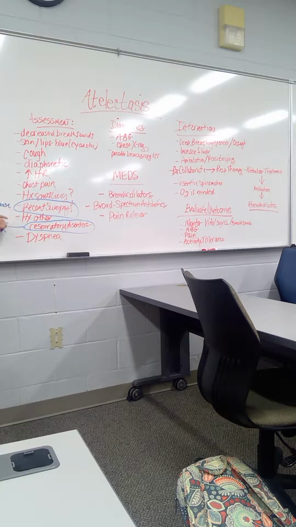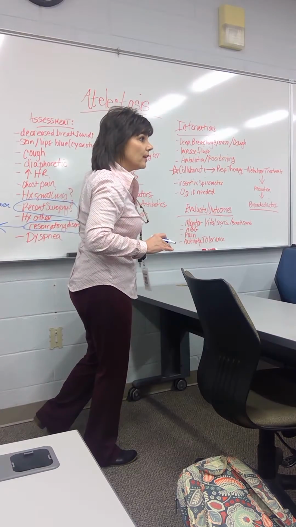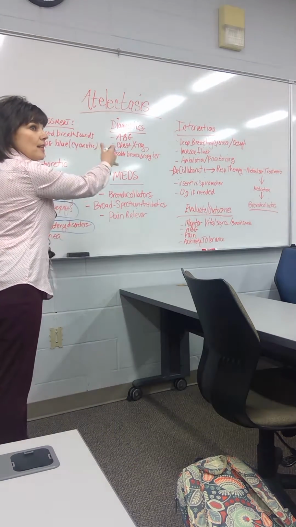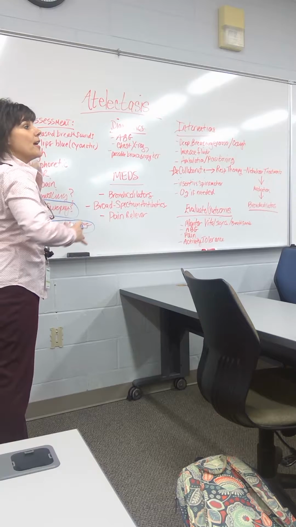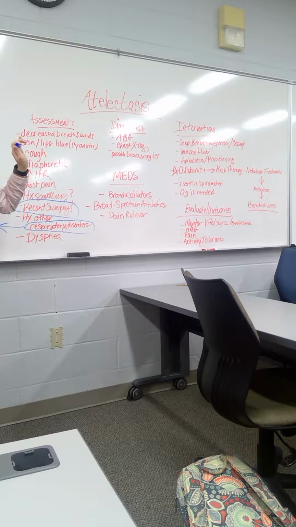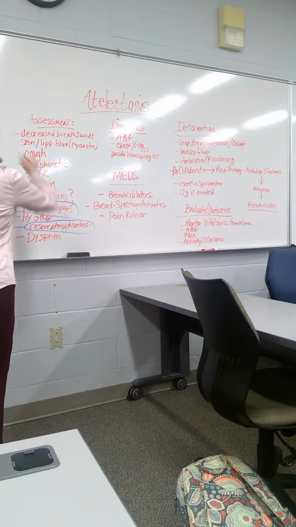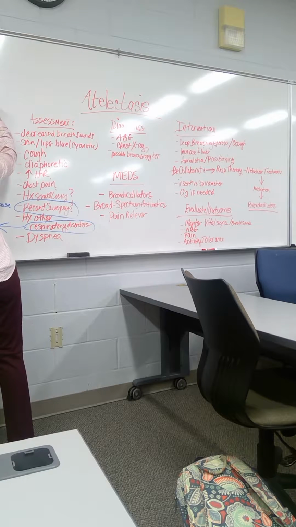Okay, so we can see atelectasis. Atelectasis is a result. It's not really a disease in and of itself. It's a result of something going on within the respiratory system. So where do we see atelectasis? Where is it going to present itself within the respiratory system? So the alveoli, okay? So we're going to see it in the alveoli.